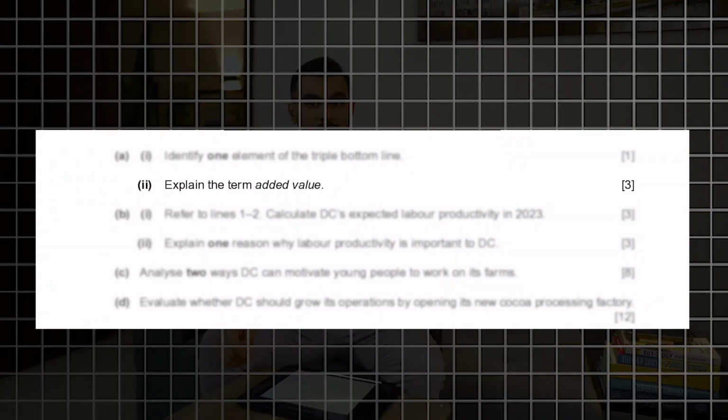And this A part 2, as you see on your screen, is a 3-mark question, and it asks you to explain the term added value. This A part 2 of paper 2 will always be a 3-marker. It is always going to ask you to explain some of the terms, such as in this situation, the term added value. So it can ask you to explain any other terminology of the business course.